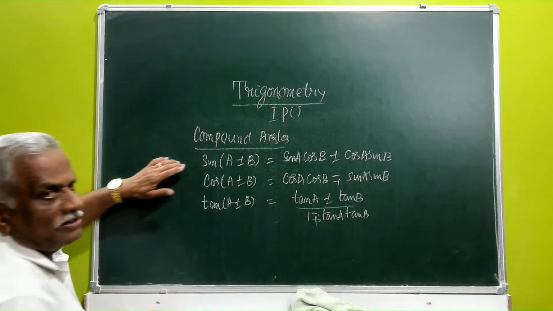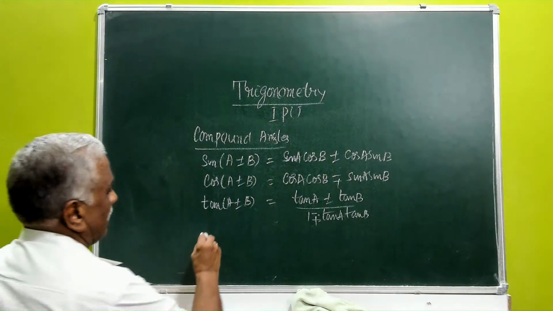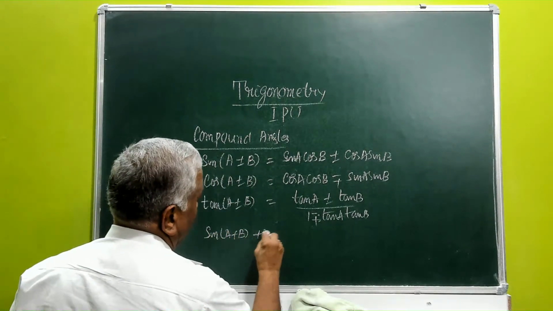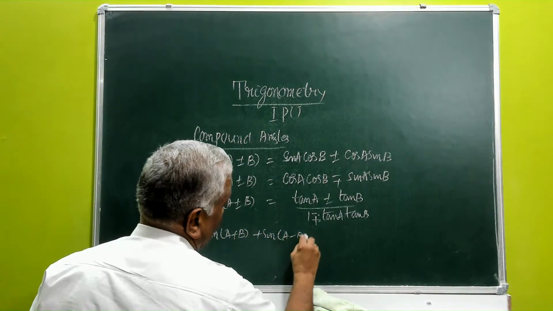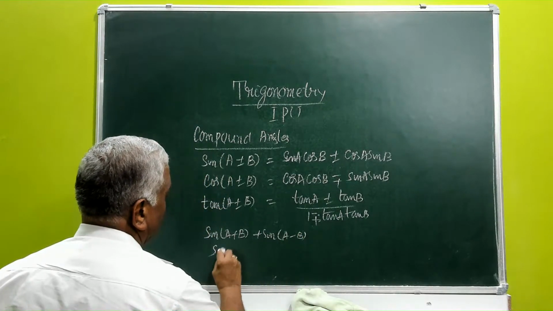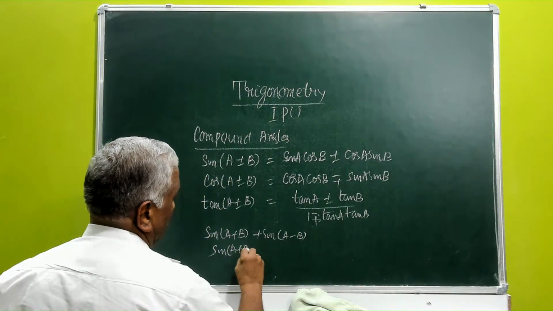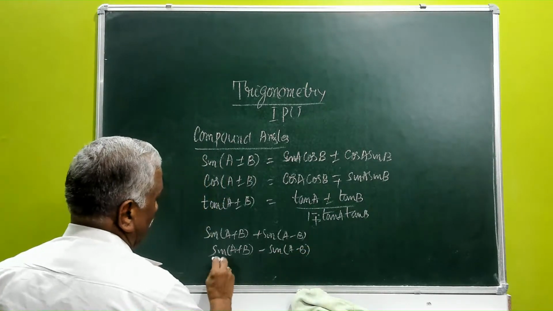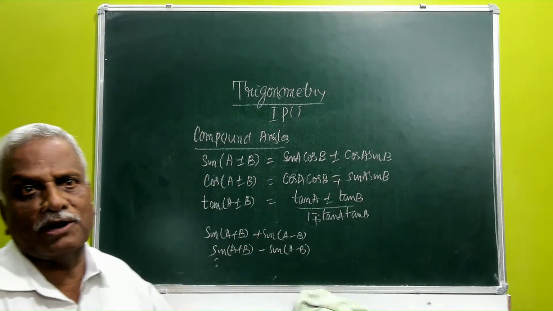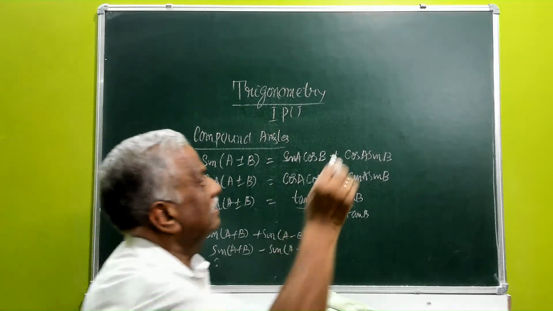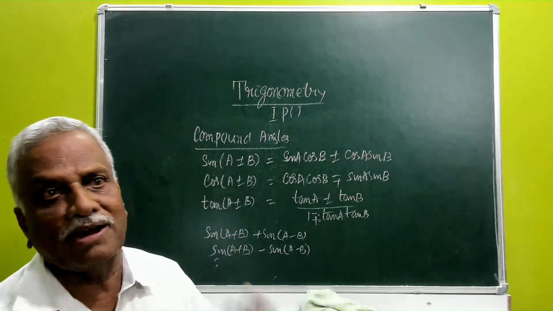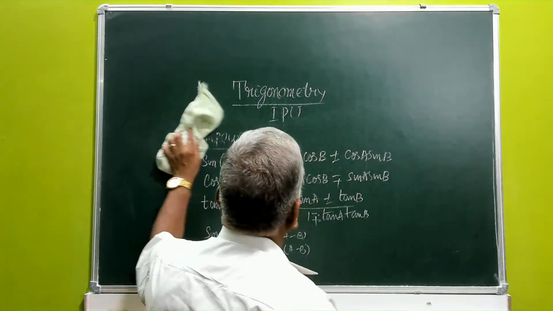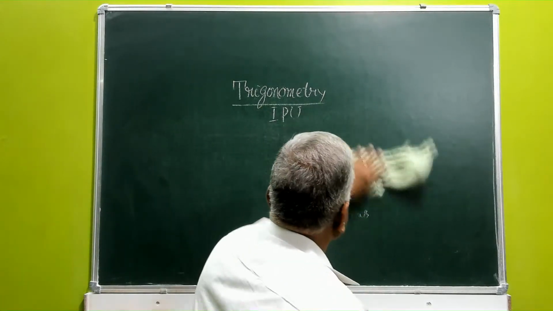Then you have got other formulas. You have calculated sin of A plus B plus sin of A minus B, sin of A plus B minus sin of A minus B. Similarly, cos of A plus cos of A. All these formulas you have calculated. I will not be writing all. I am just reminding you of these formulas. Then you have got the other formula, which is very important.